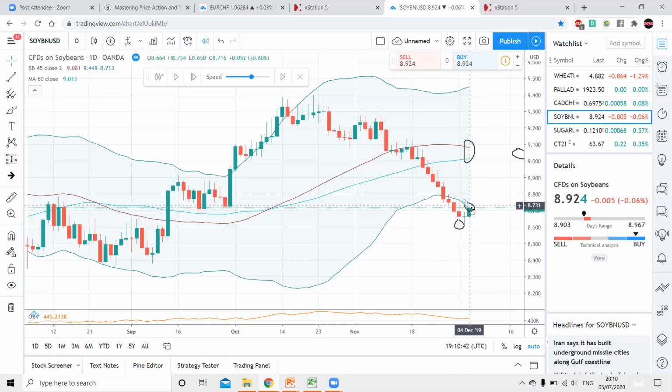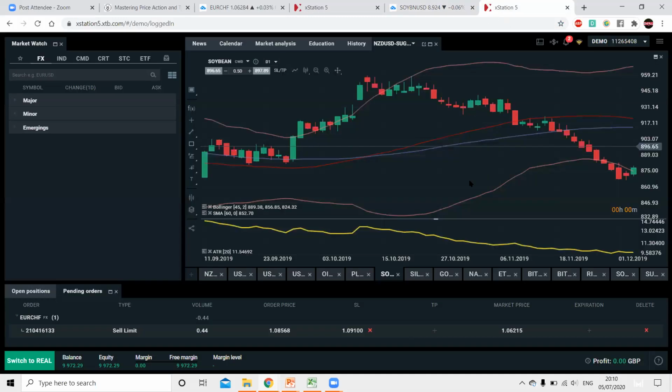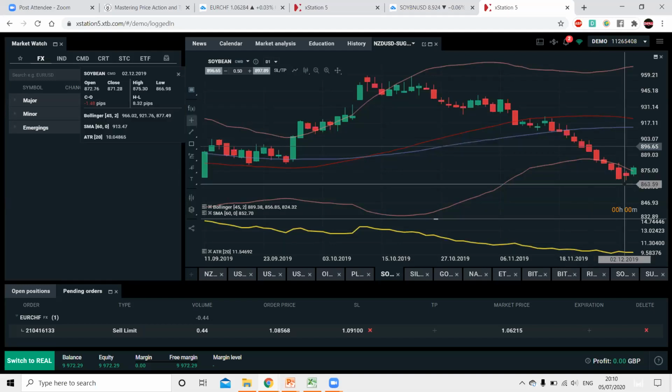Then you see this candle. This is where we broke back into the Bollinger Band, and you got that the right way. So now again, I would go over to the broker chart on soybean. Look, here we go. Here's the setup. We've broken back inside. Our close is at 877.48.